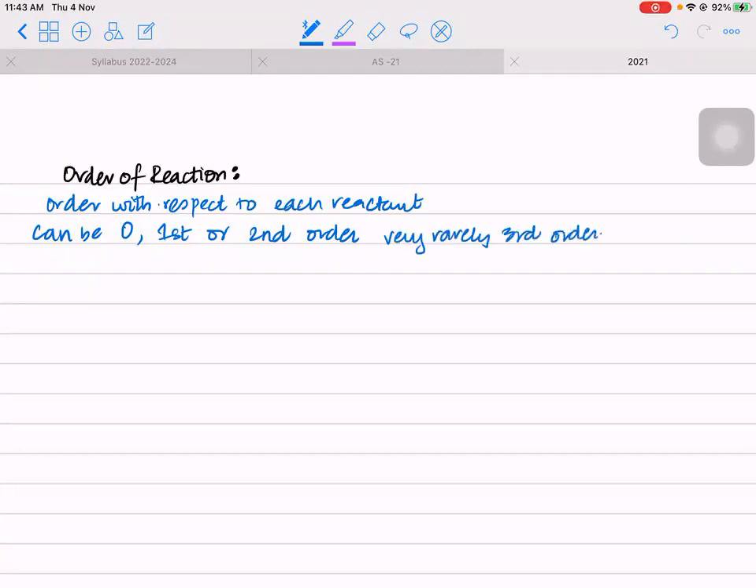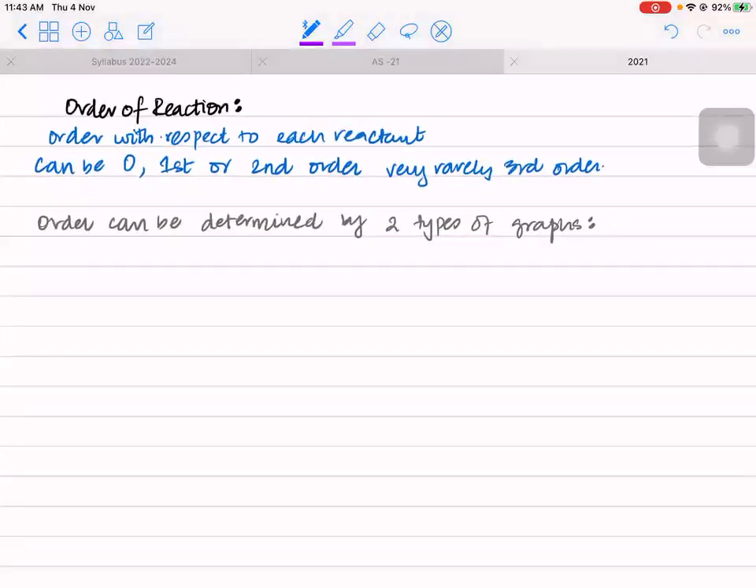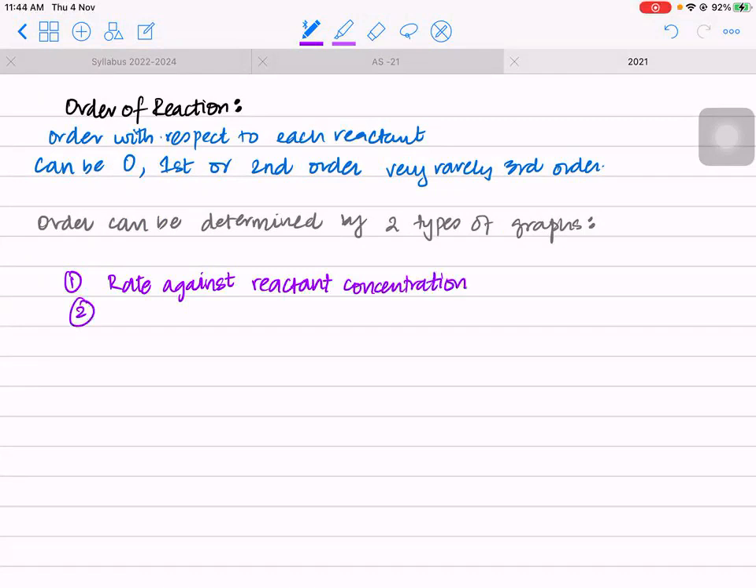Now, you can determine the order by graphs also. So your order can be determined graphically. And this can be determined by looking at two graphs. So it can be determined by two types of graphs. And let's see those two types of graphs. So which graphs can give you the order? The first one is rate against reactant concentration graph. And the second graph is reactant concentration against time. So you have two types of graphs which can give you the order of reaction. One graph is the rate against concentration, and the other is concentration against time.